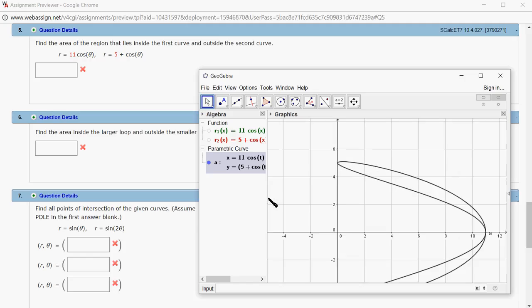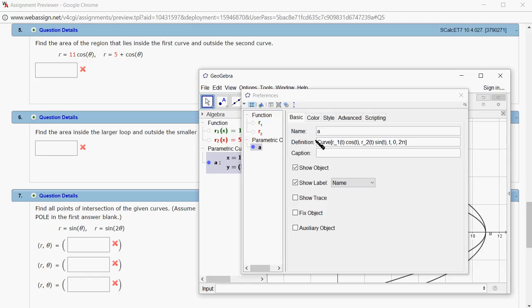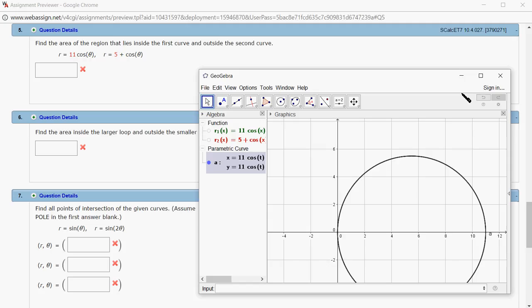Let's see, did I mess this up? Let me double check. That looks kind of weird. I think I messed it up. Oh yeah, because I put R2 and R1 and mixed it up. So this is the picture. More like it.